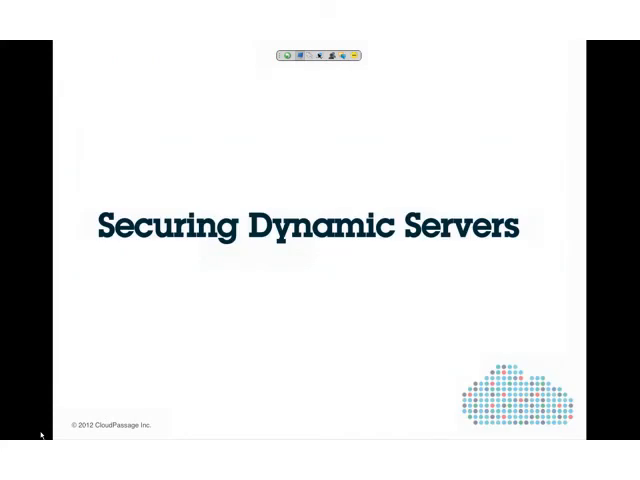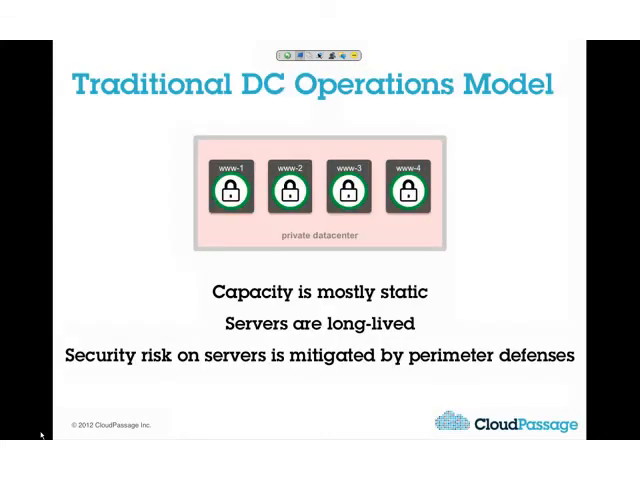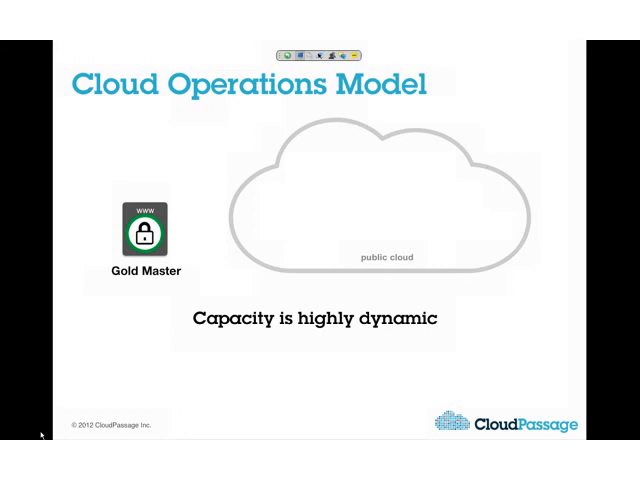Moving really quickly, I want to talk about securing the servers themselves beyond the firewalling and the outside protection. In a traditional data center, capacity is mostly static. I touched on this before, where you build your servers, they're very long-lived, and even if a server gets out of spec with regards to patches and security configurations, your risk is mitigated by those perimeter defenses. In the cloud, your capacity is highly dynamic.